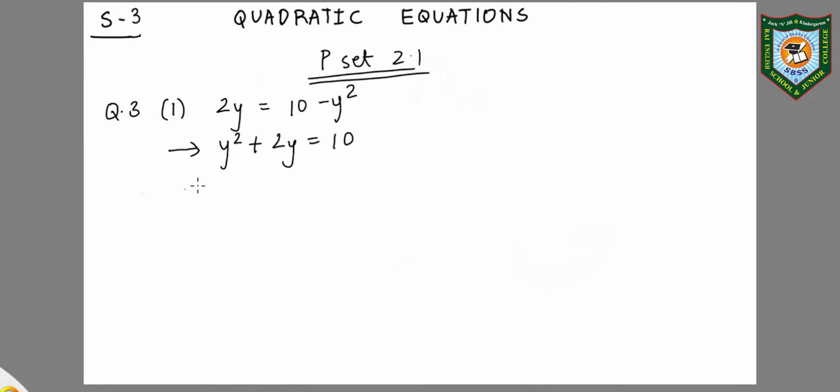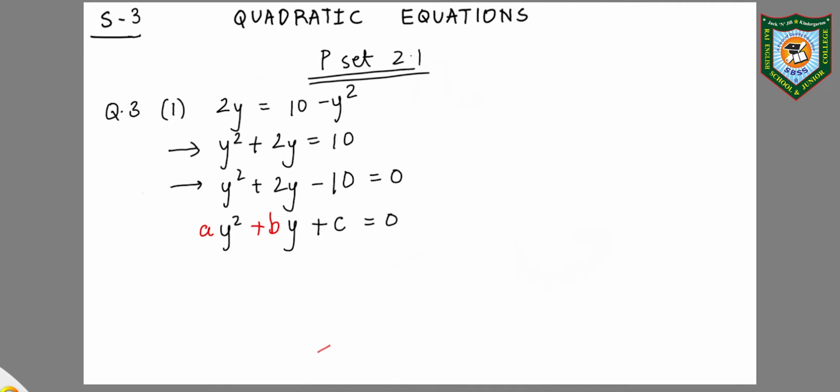And now in the next step, we have y square plus 2y. 10 comes on the left hand side. This becomes minus 10, which is equals to 0. Now I have to compare this same equation to the standard form. So my standard form is a. Here the unknown variable is y. So I'll write y square plus b. Again, the unknown variable is y. And this is plus c, which is equals to 0.